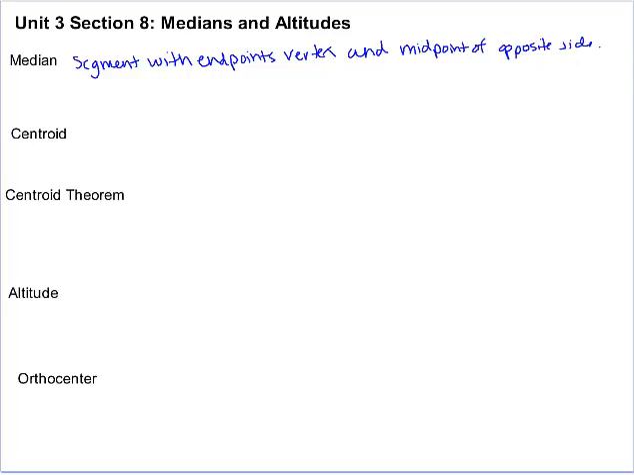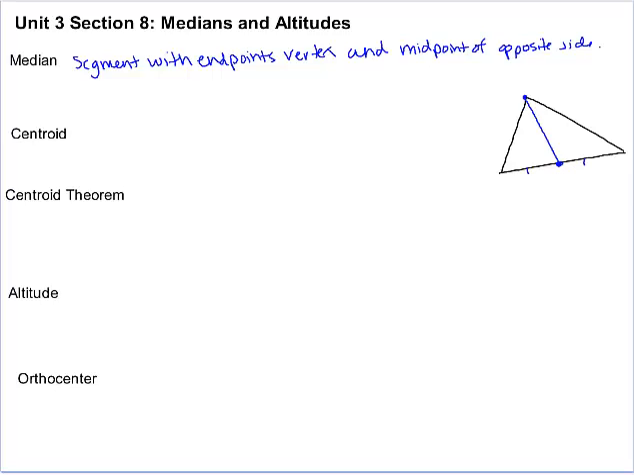So for example, here we have a triangle. The median would be one endpoint is the vertex, and the other endpoint is the midpoint of the opposite side. So if here's the midpoint, we would just connect those two, and that would be the median.